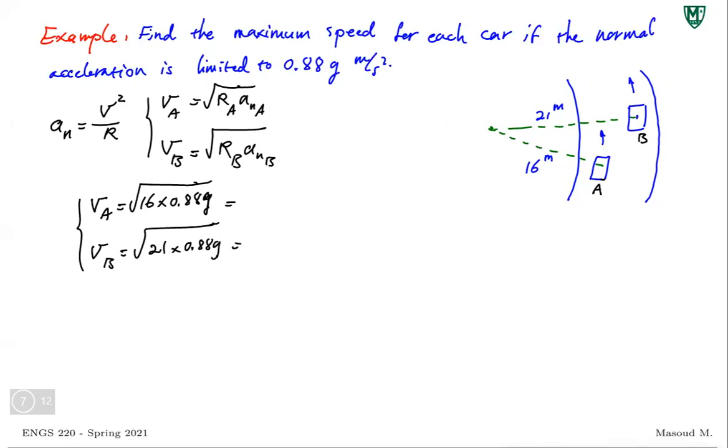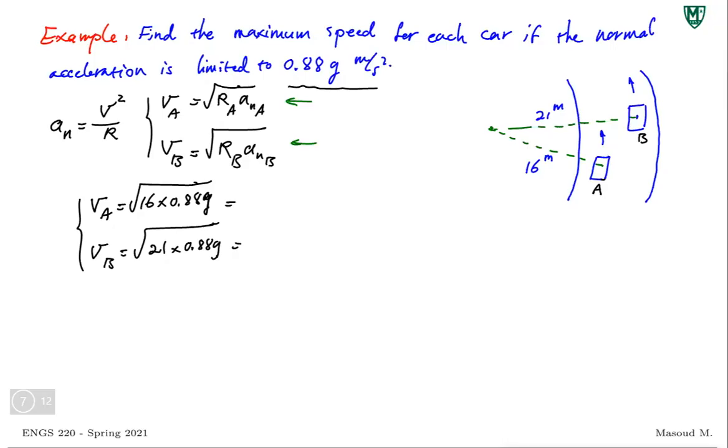Looking at these relationships, v is maximum when a_N is maximum, obviously. a_N is given as maximum, 0.88 g. So I just plug it in. The only difference between these two cars is that the radius is different. The first one, v_A, is the radius of curvature for car A times the maximum normal acceleration for this car, 0.88 g. The second is the radius multiplied by the maximum acceleration. So maximum acceleration is given, radius changes, and I use the relationship for the normal component of acceleration.